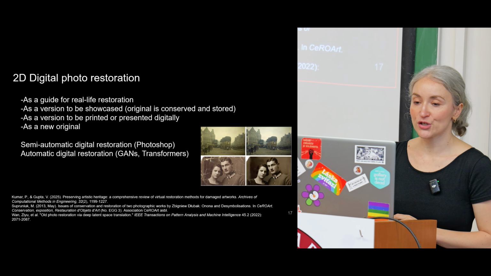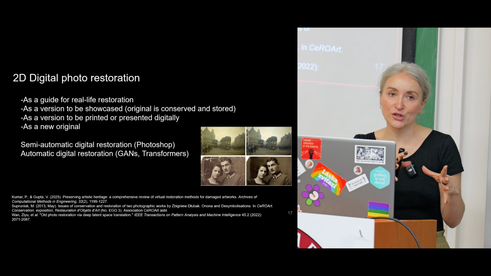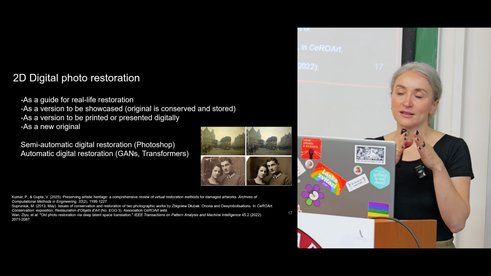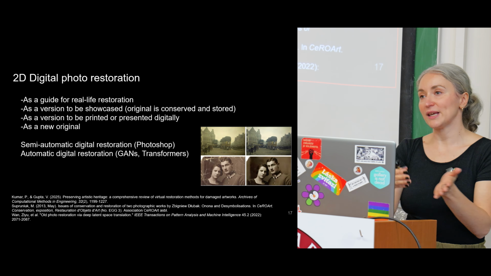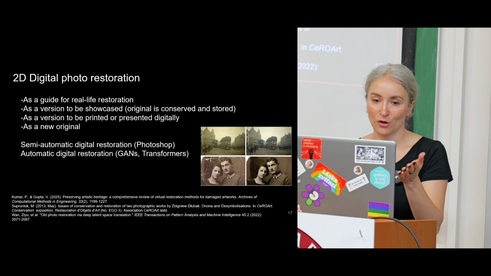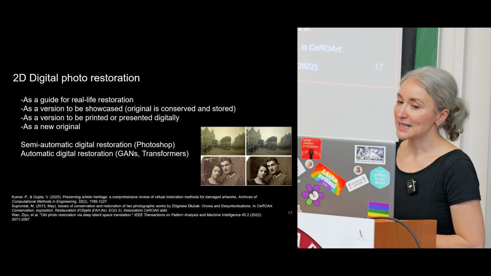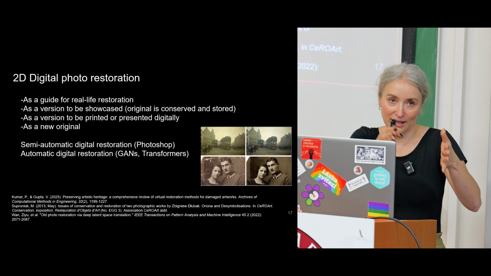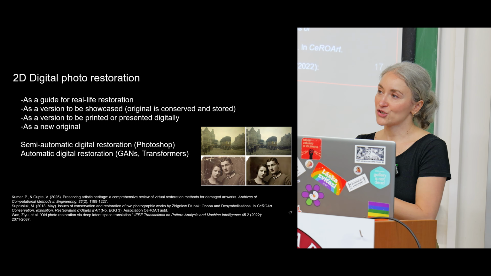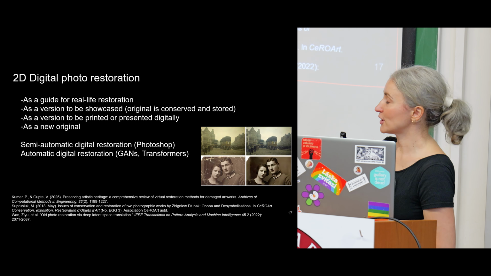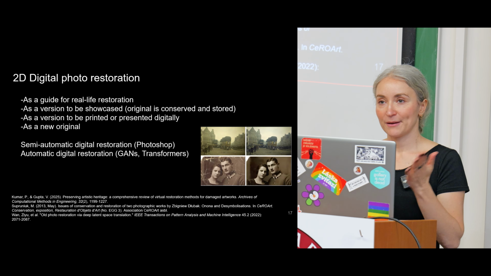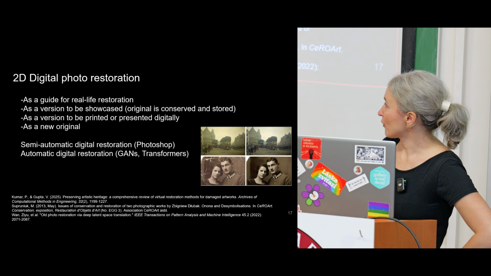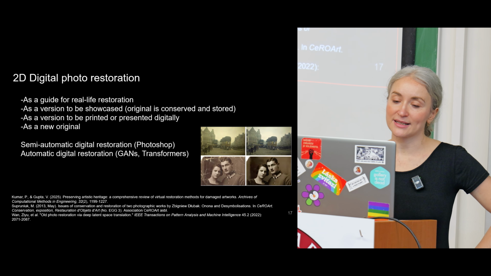Also, it can be used as a version to be showcased. So they have an original photo which is very fragile. They just conserve it, store it somewhere, and print the digitally restored copy and display it in the vitrine or in the showcase somewhere in the gallery. Then it can also be used as a version to be printed or presented digitally. So they as well conserve the original and just use this digitally restored version to be printed, for example, in some book. And the fourth one is you can also use it as a new original.